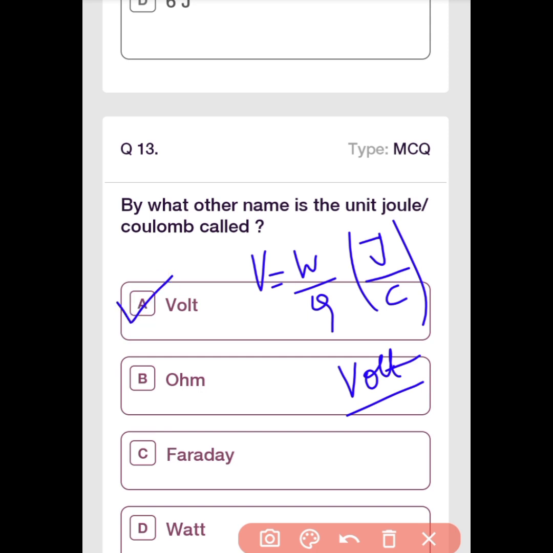Suppose they ask you to find the quantity that has the unit joule per coulomb, we should write potential difference, or voltage, or electric potential. These are the different names for potential difference. Fine.